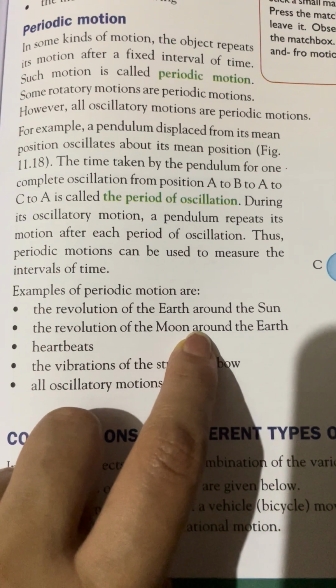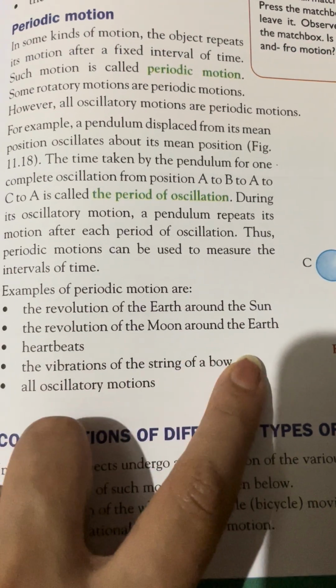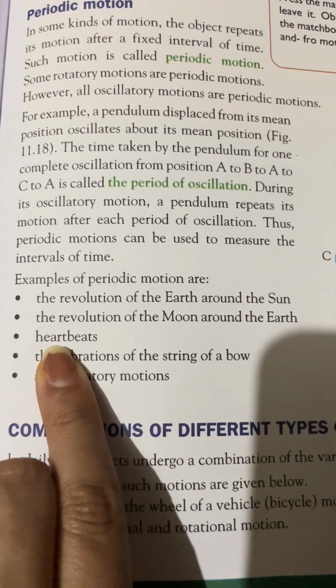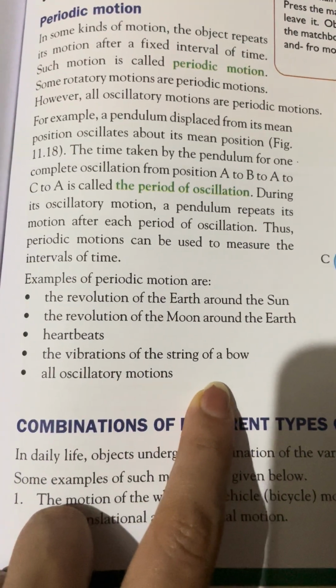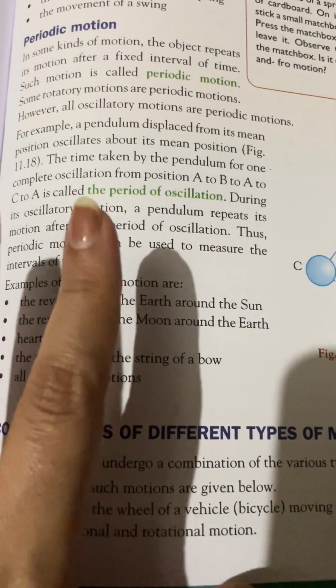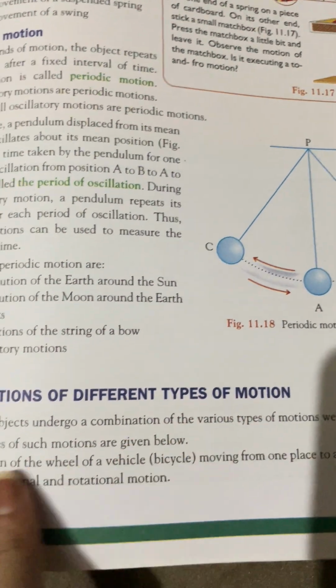Rotation of the earth around the sun is periodic. The moon around the earth, heartbeat, 72 heartbeats in 1 minute. Vibration of a string or bow is oscillatory. These are periodic as well as oscillatory. Now, combination of different types of motion.